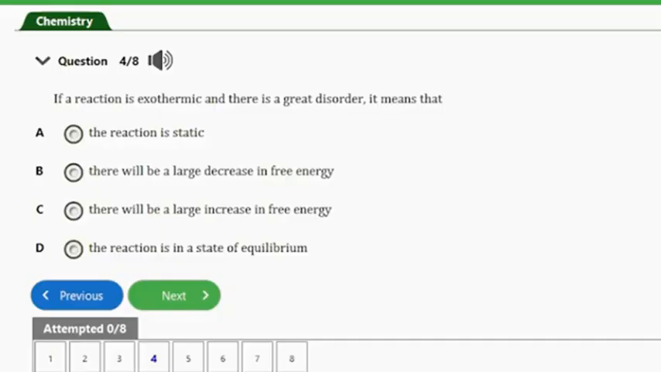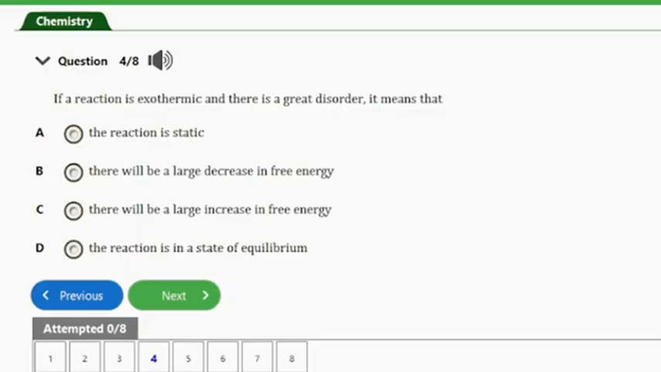So guys, for an exothermic reaction, we have to first of all note that an exothermic reaction is a reaction that releases heat. This means that the energy of the product will be less than the energy of the reactant, and therefore this will translate to a decrease in the free energy. A great disorder means that there is a high entropy. Now, according to the second law of thermodynamics, for a spontaneous reaction, the total entropy of the universe must increase.